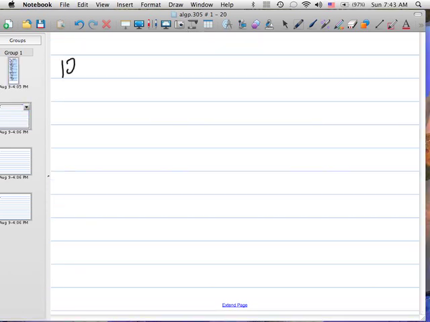Problem number 12. Solve and check. If the equation has no solution, write no solution. Oops, I'm sorry, I'm still on the other page. Now I'll go back. Problem 12 is 2 equals x minus 4 over x minus 2.